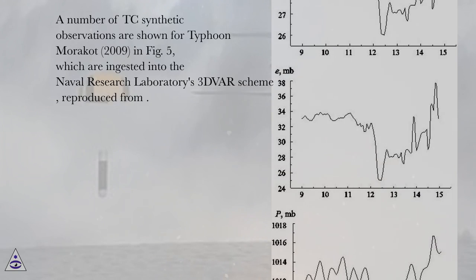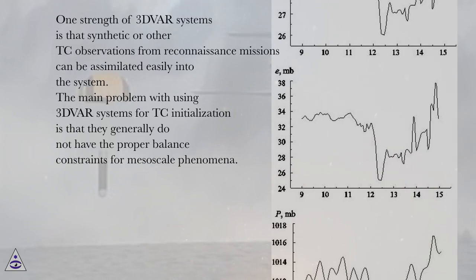A number of TC synthetic observations are shown for Typhoon Morakot, 2009, in Figure 5, which are ingested into the Naval Research Laboratory's 3VAR scheme. One strength of 3VAR systems is that synthetic or other TC observations from reconnaissance missions can be assimilated easily into the system. The main problem with using 3VAR systems for TC initialization is that they generally do not have the proper balance constraints for mesoscale phenomena.